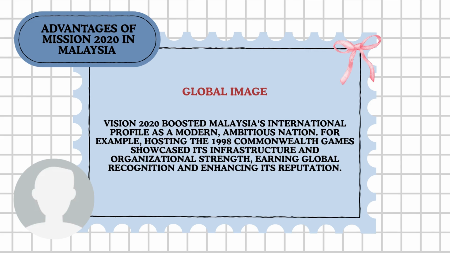So, one of the major advantages of Vision 2020 was how it boosted Malaysia's global image. The initiative projected Malaysia as a forward-thinking, modern and ambitious country to the world stage. A great example of this was when Malaysia hosted the 1998 Commonwealth Games. It was the first time an Asian country had ever hosted the event, and it was a huge success.